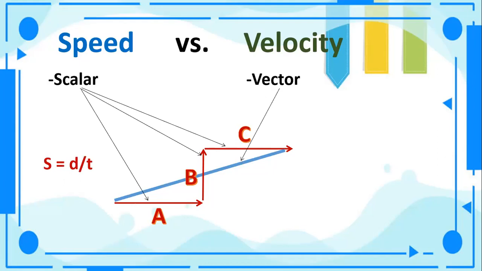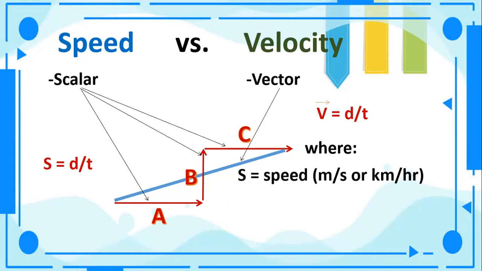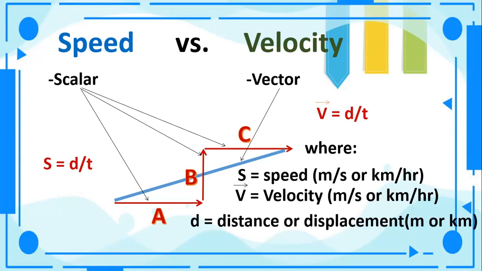Speed is expressed as speed equals distance divided by time, while velocity is expressed as velocity equals displacement divided by time, where S refers to speed and has a unit of meter per second or kilometer per hour, while the V with an arrowhead is the symbol for velocity and, like speed, has a unit of meter per second or kilometer per hour. And D is the distance or displacement, which has a unit of meter or kilometer. And T is the symbol for time, which has a unit of second or hour.